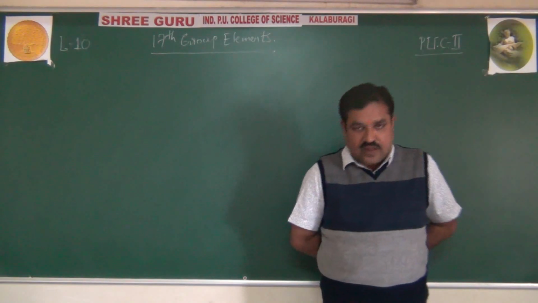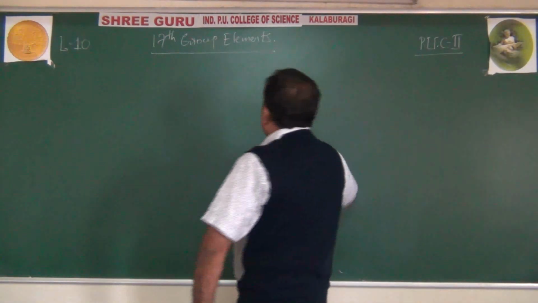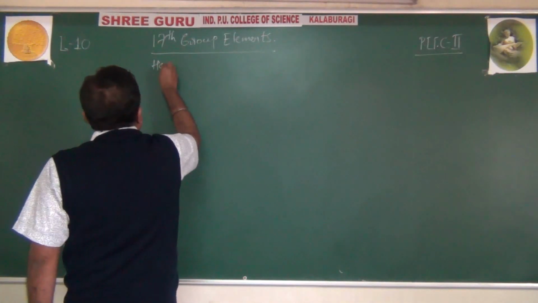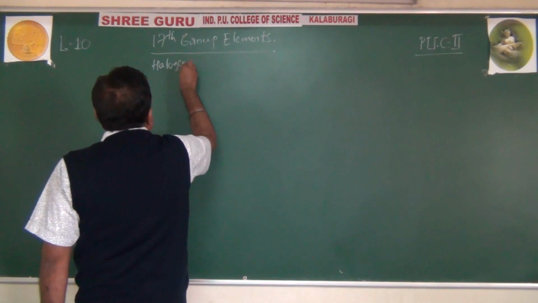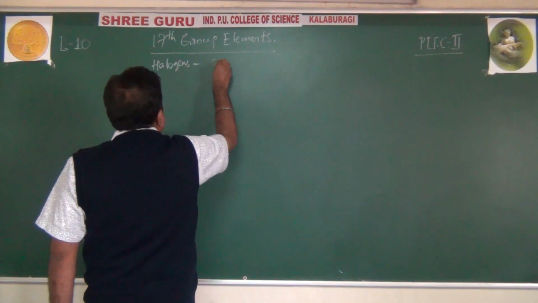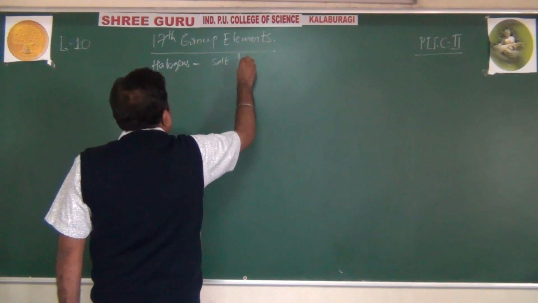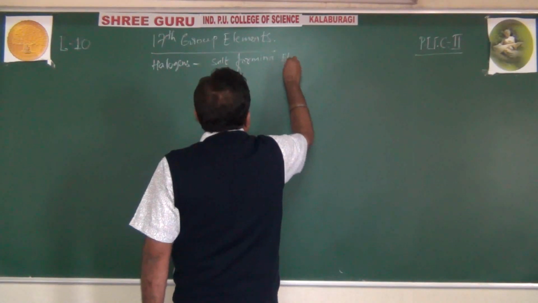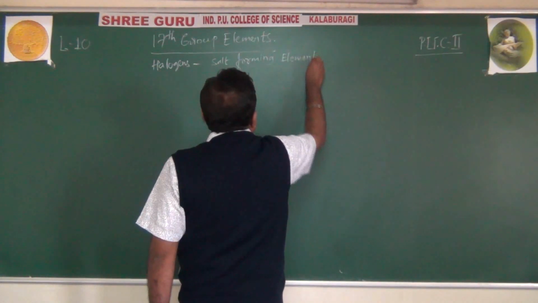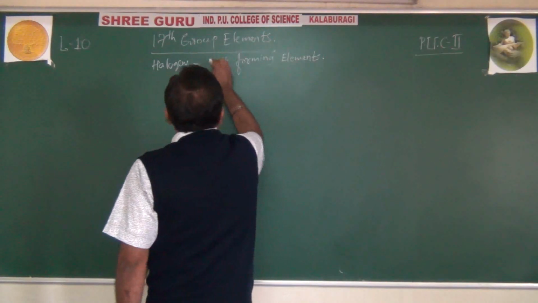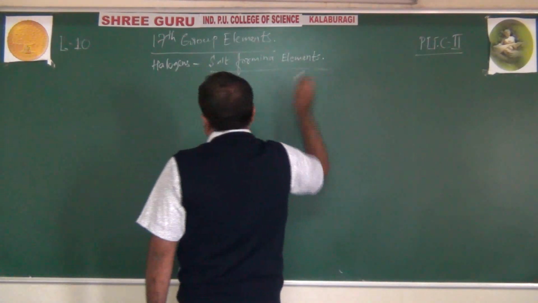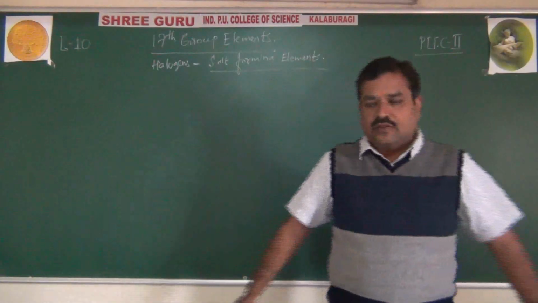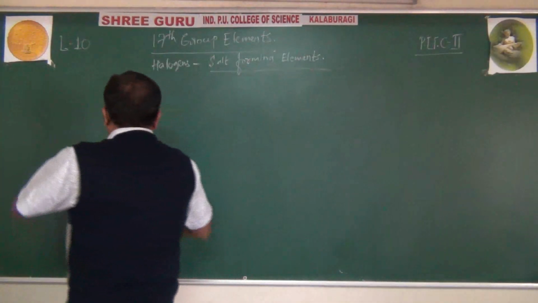In the 17 group elements, as you already know, these are called halogens, which means salt forming elements. They are called salt forming elements. Now, what do they include? Halogens belong to group 17.